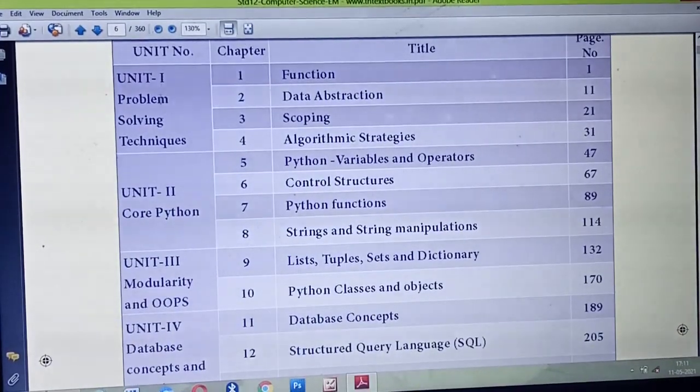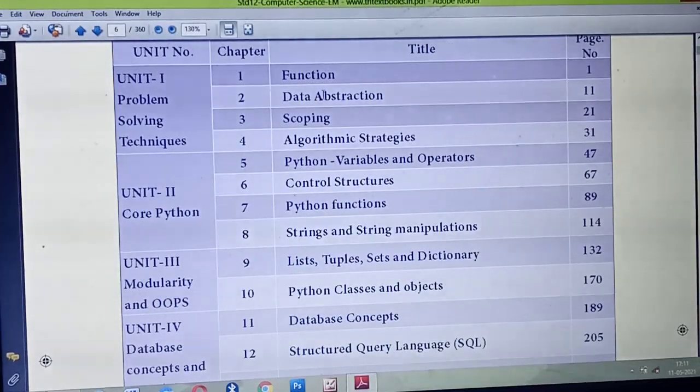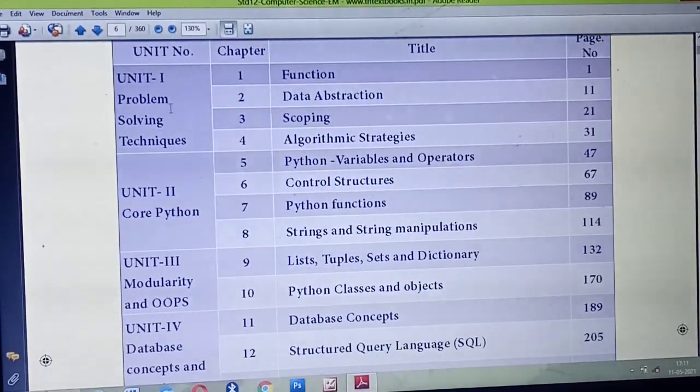Listen. In the first unit there are 4 chapters. In these first 4 chapters you are going to study just the introductions, what a function means. For example, the first chapter is about functions. You are going to study what a function means and what things you use inside a function. Then the second chapter is about data abstraction. Likewise, in the first four chapters you are not going to study this programming language in detail, but just an overview or definitions of the Python language.